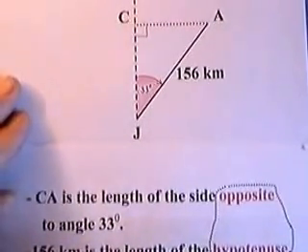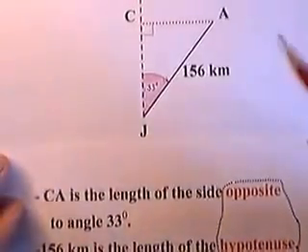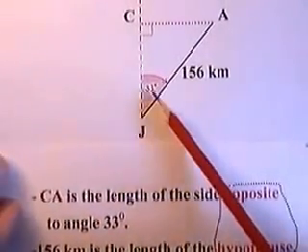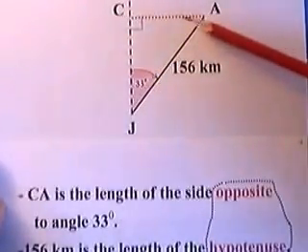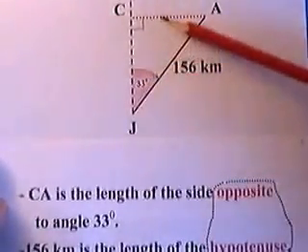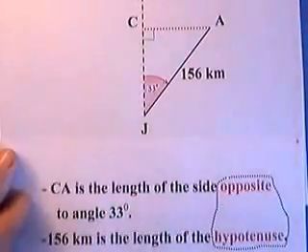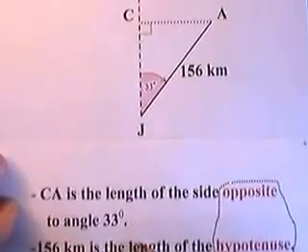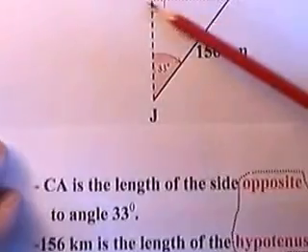Let's write down what these sides are. Well, CA is the length of the side which is opposite to the angle. There's the angle, there's the side opposite to this angle. So CA is the length of the side opposite to the angle of 33 degrees, and the 156 kilometers is the length of the hypotenuse. There's the hypotenuse, the longest side in the right-angled triangle.